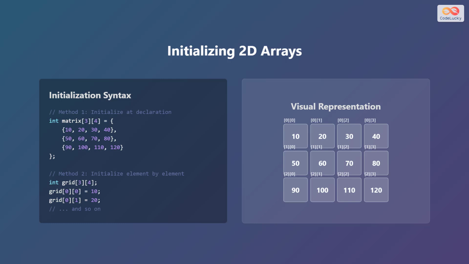The second method involves initializing the array element by element after declaration. You can assign values to each element individually using the array indices. For example, int grid[3][4]; grid[0][0] = 10; grid[0][1] = 20; and so on. This method allows you to populate the array with values at different points in your program. The visual representation shows a 2D array with 3 rows and 4 columns, with each cell containing its initialized value and index.